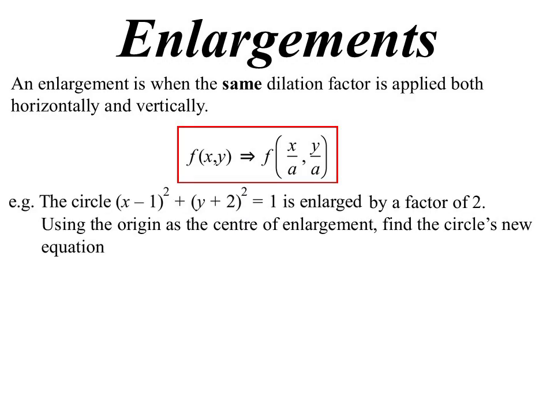So we've got a circle, x minus 1 squared plus y plus 2 squared, and we're going to enlarge it by a factor of 2. Now all these enlargements are done using the origin as the centre of the enlargement.